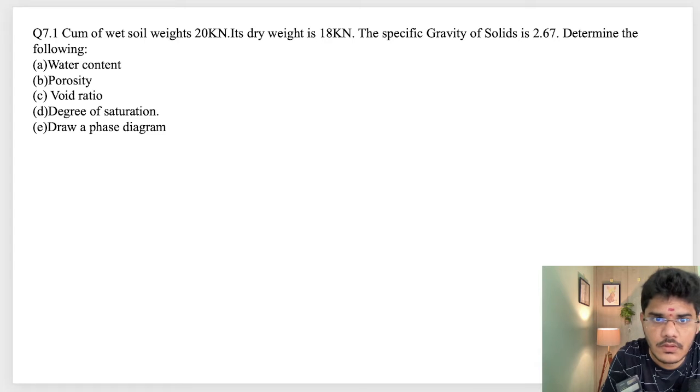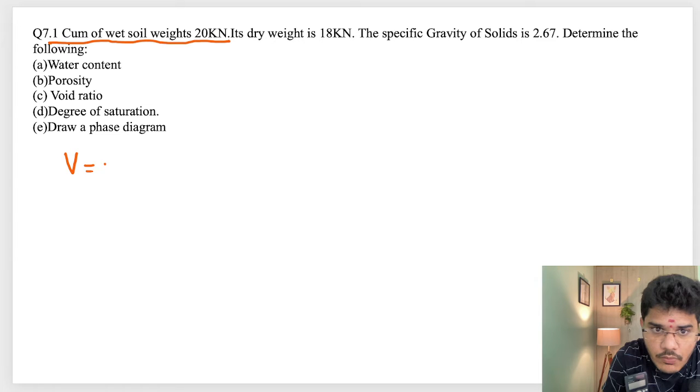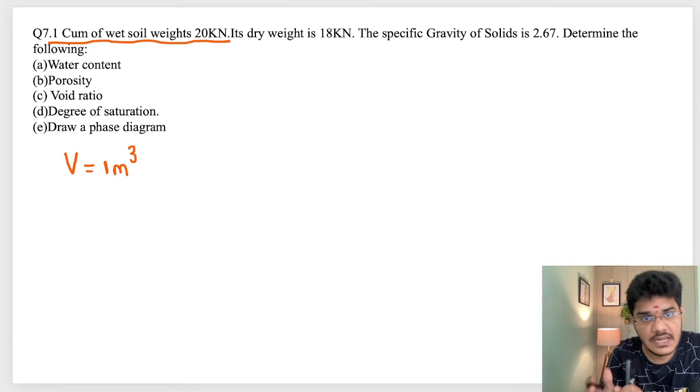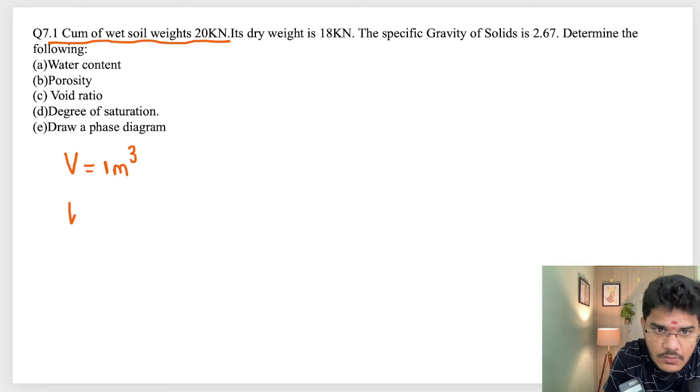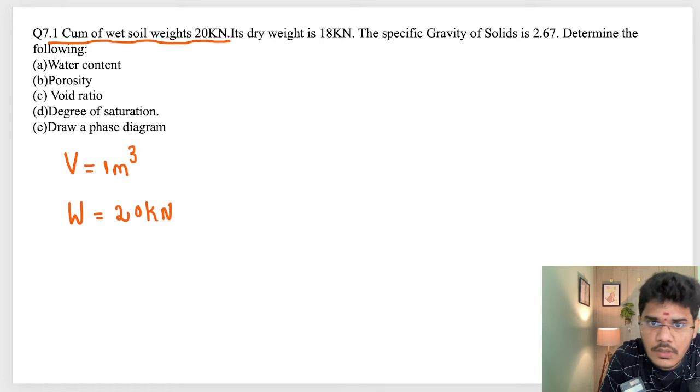In every problem, first read the question carefully and write the given data. What has been asked and what has been given? 1 cubic meter of wet soil weighs 20 kilonewtons. That means volume has been given: 1 meter cube of wet soil. Wet soil means the total weight has been given. Total weight is equal to 20 kilonewton. Its dry weight is 18 kilonewton.